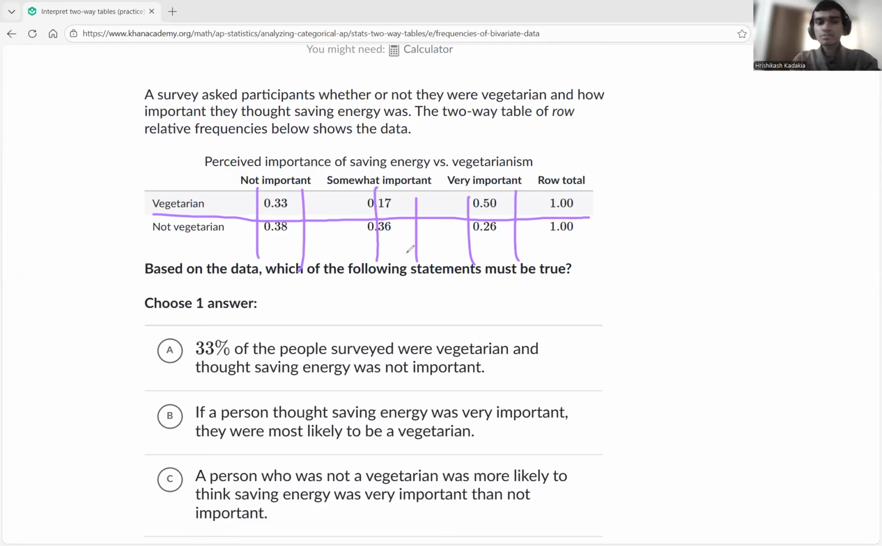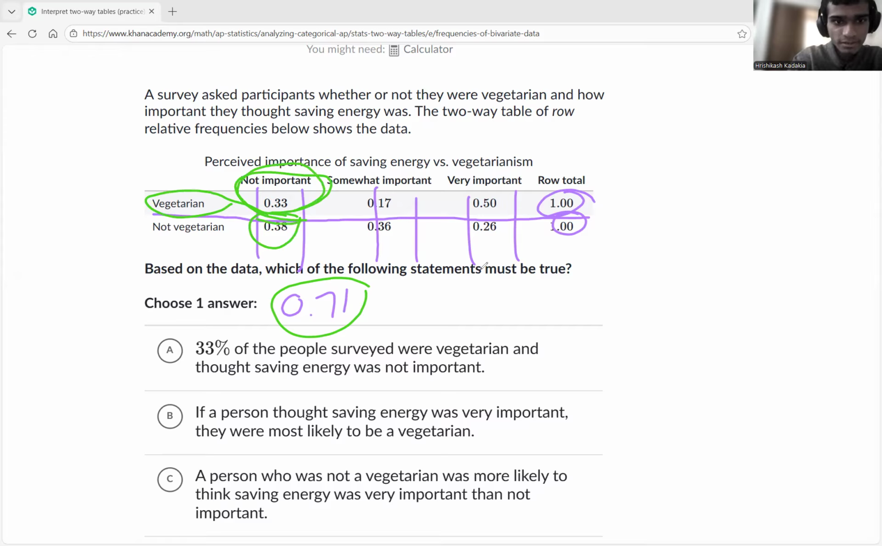If this had been given, because remember, if we add 0.33 plus 0.38, that's 0.71, which is not equal to 1, right? Because row totals and column totals must be 1. Row totals are definitely 1. But if we see column totals are not 1, so that way we can conclude that 33% of not important people are corresponding to vegetarian, or 38% of not important people are among the non-vegetarians.